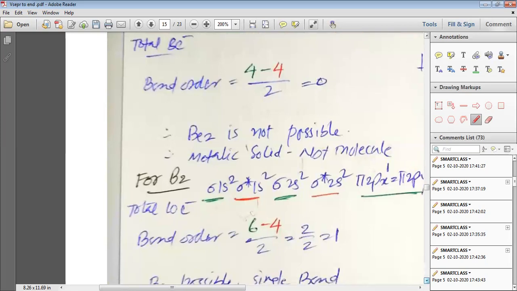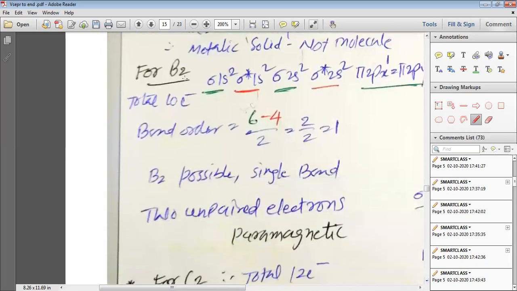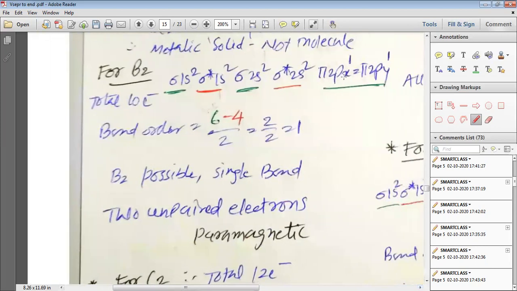In the same way, my dear students, we are going to study B2. The total number of electrons is 10. So the electronic configuration is going to be sigma 1s2, sigma star 1s2, sigma 2s2, sigma star 2s2. There are two electrons yet left out of 10. So these two electrons are filled one each in the pi 2px orbital and pi 2py orbital because they have the same energy. So the electrons are filled singly in both of them, and that is why we have the electronic configuration. I am going to repeat it once again.